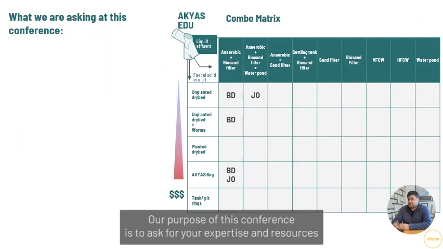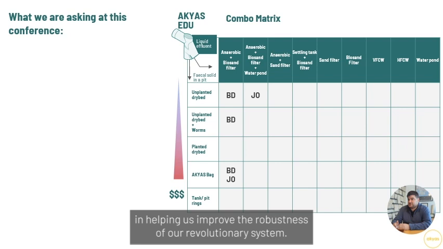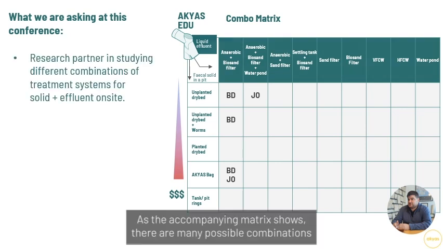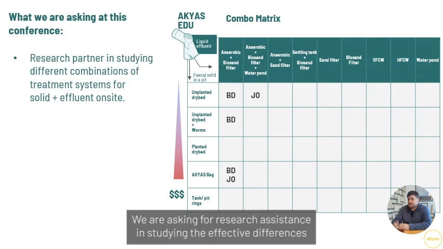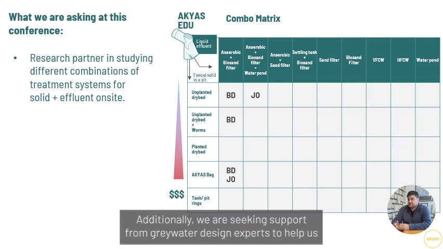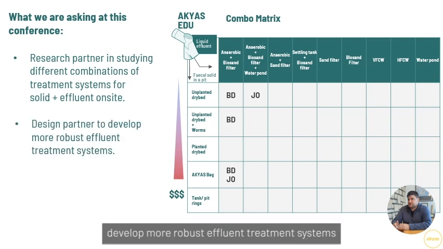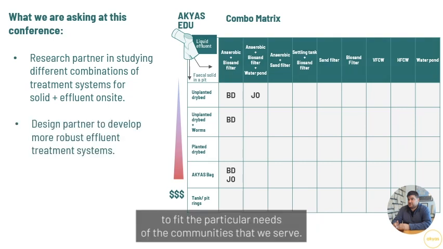Our purpose at this conference is to ask for your expertise and resources in helping us improve the robustness of our revolutionary system. As the accompanying matrix shows, there are many possible combinations of solid and liquid treatment systems, but we have only implemented some of them. We are asking for research assistance in studying the effective differences between them. Additionally, we are seeking support from greywater design experts to help us develop more robust effluent treatment systems to fit the particular needs of the communities that we serve.